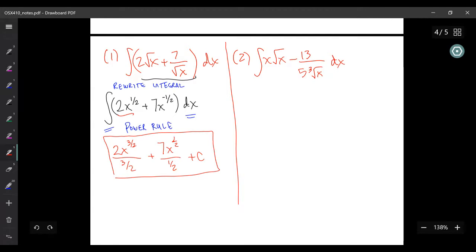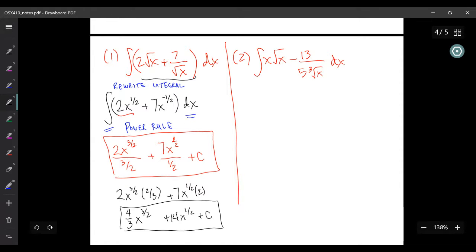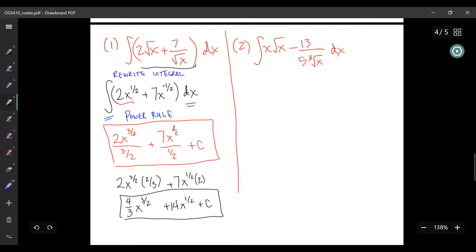If there's no simplification needed, you can leave it like this. Otherwise, you can flip: 2x to the 3/2 times 2/3, that's a 4/3 x to the 3/2. This is 7x to the 1/2 times a 2, that's a 14x to the 1/2 power. Don't forget the plus c. All right, so there's my answer here.